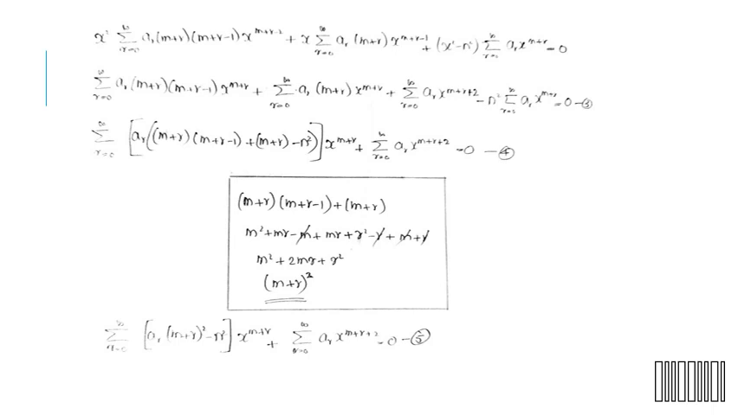And solving this equation, we get summation of r equal to 0 to infinity ar ((m plus r) whole square minus n square) into x raised to m plus r, plus summation of r equal to 0 to infinity ar x raised to m plus r plus 2 equal to 0. Put it as equation number 5.